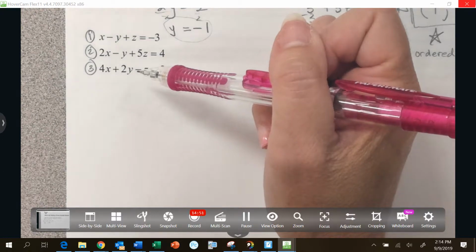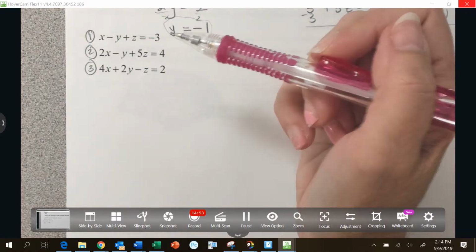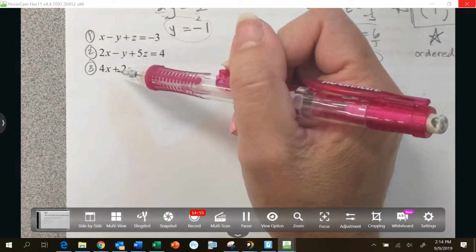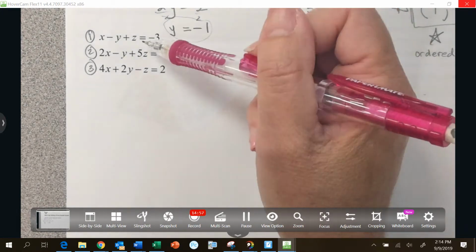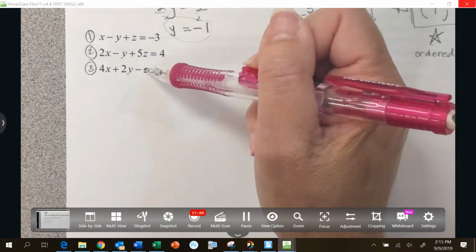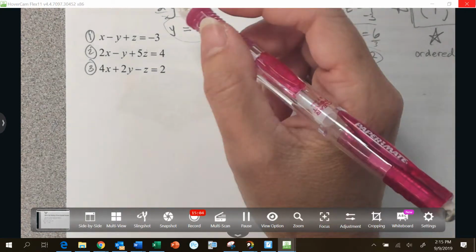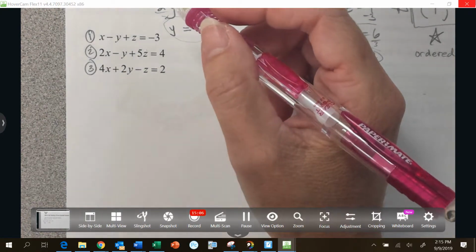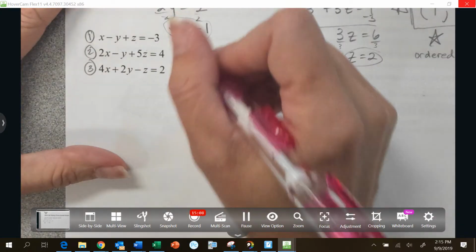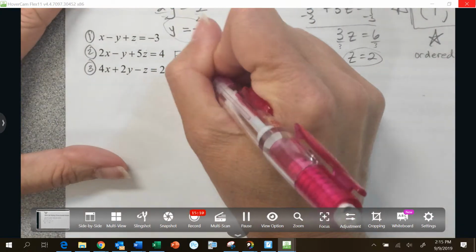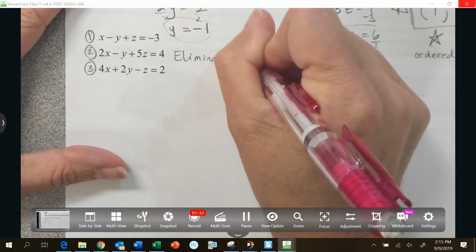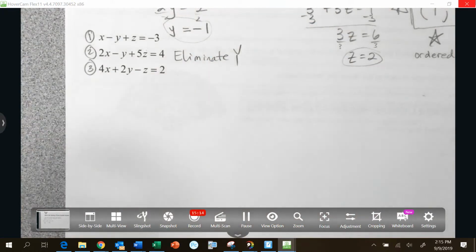Could you possibly do X because it's 1, 2, and 4? You could also do Z, because it's 1, -1, and then just a 5. You could do any of them. But you've got to go with one and stick to it. So I called on Josh. Josh said we're doing y, so we're going to eliminate y.